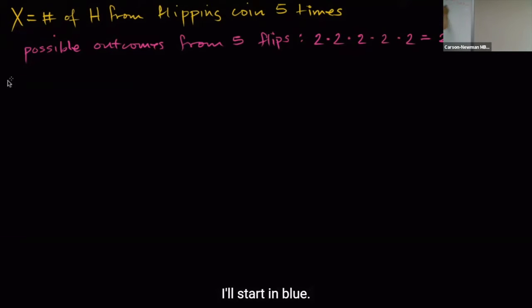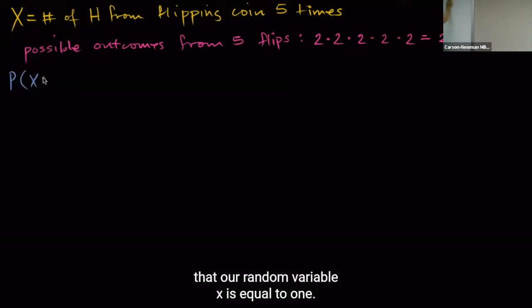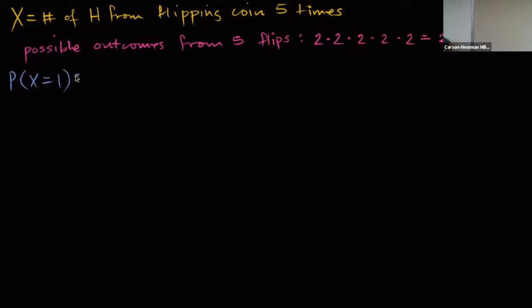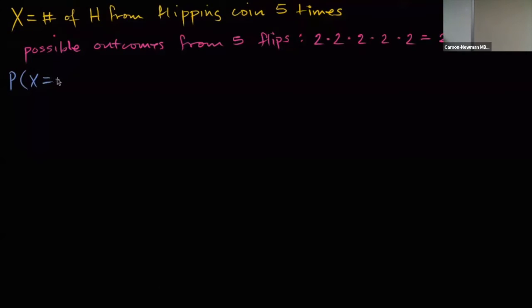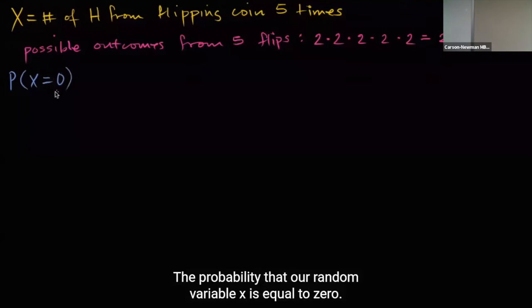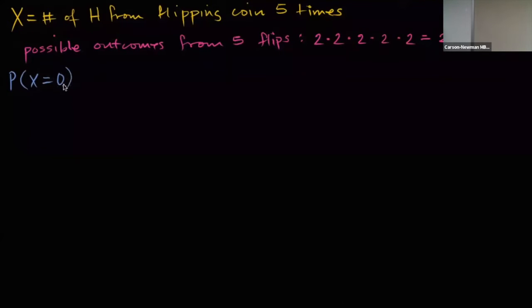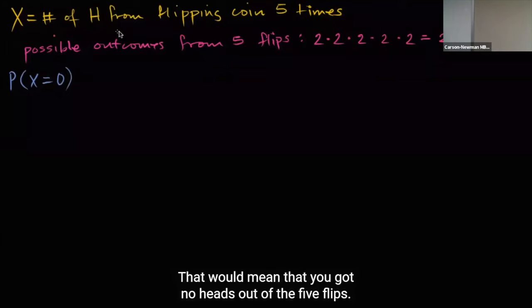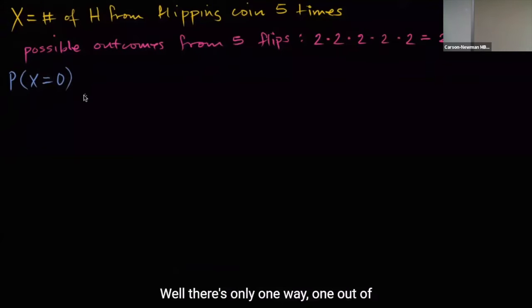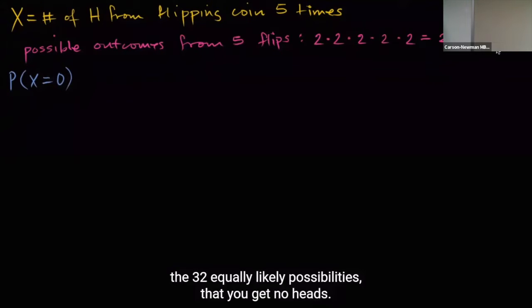All right, so let's think about the probability that our random variable x is equal to 1. But actually, let's start with 0. The probability that the random variable x is equal to 0 would mean that you got no heads out of the 5 flips. Well, there's only one way, 1 out of the 32 equally likely possibilities, that you get no heads.